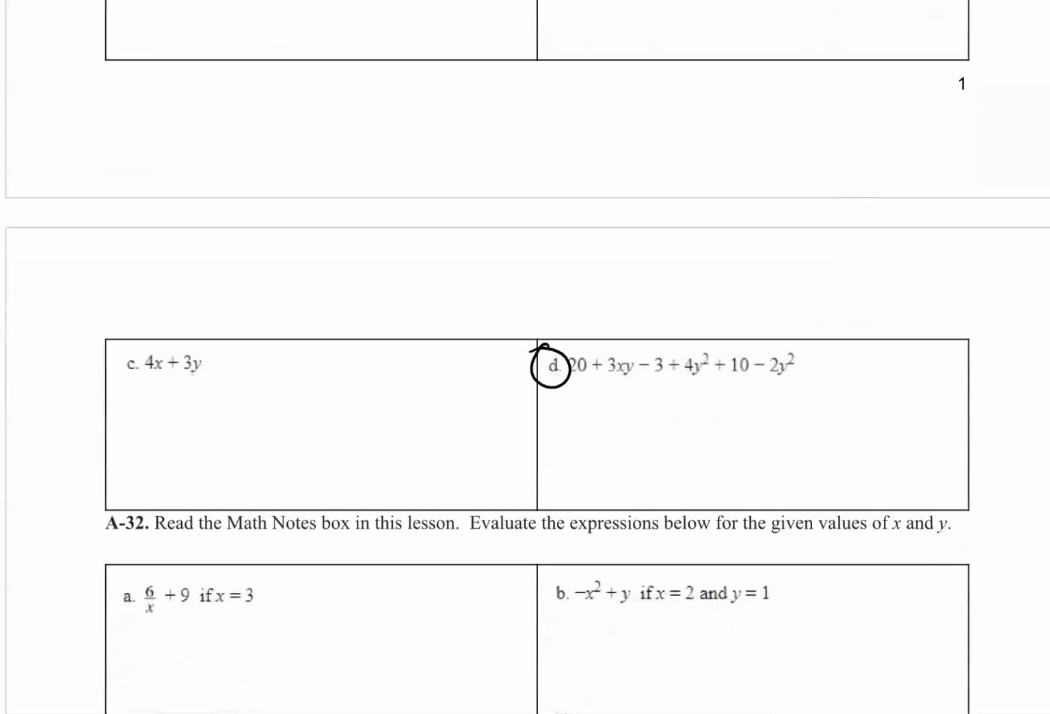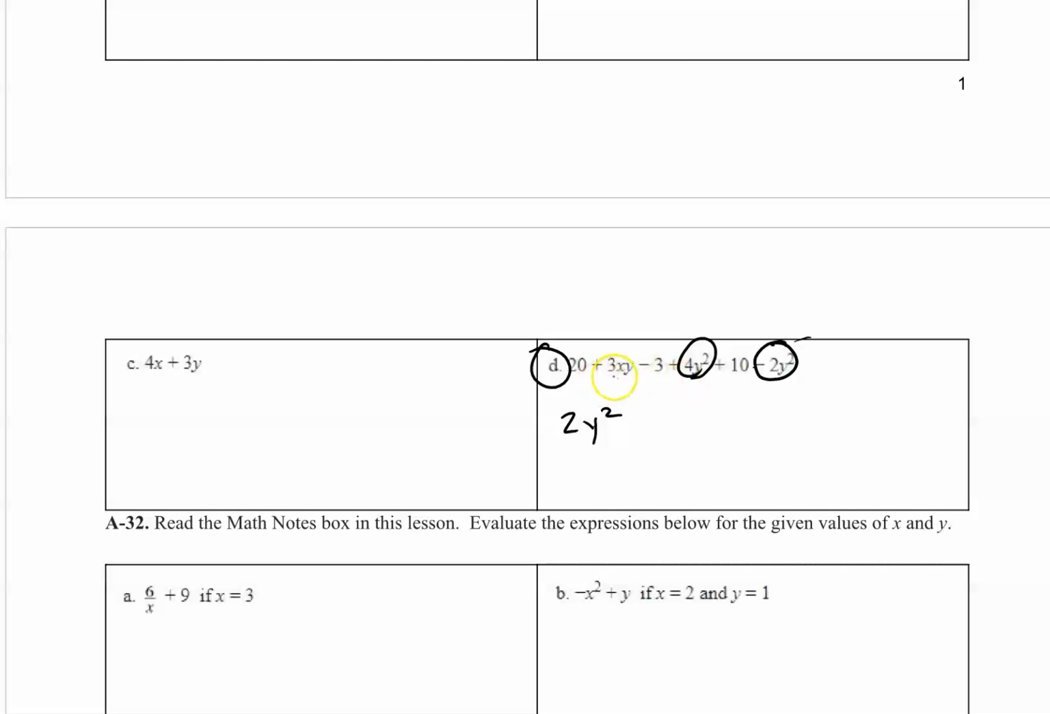Part D. 4y squared. Let's look at the y squared terms first. I like to look at the squared terms first. And -2y squared. That negative sign belongs to that number. So if you have 4 and -2, that's going to make 2 y squared tiles.